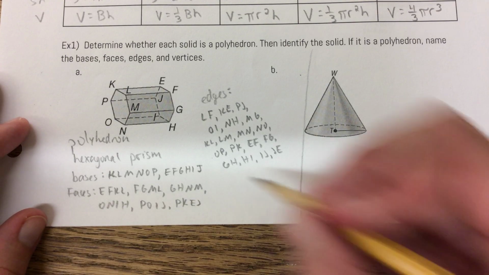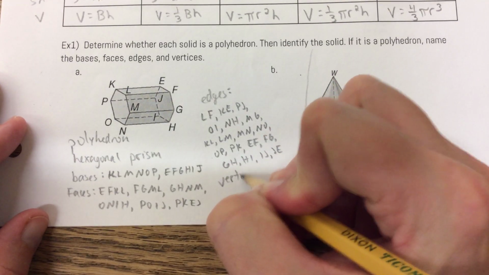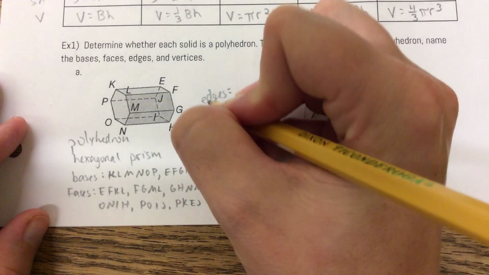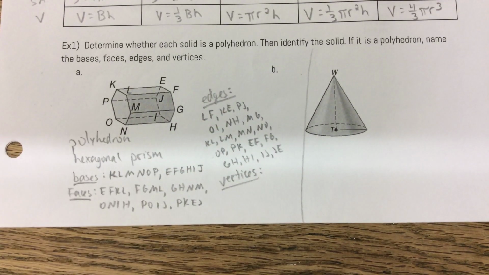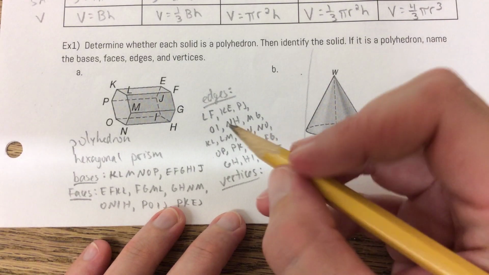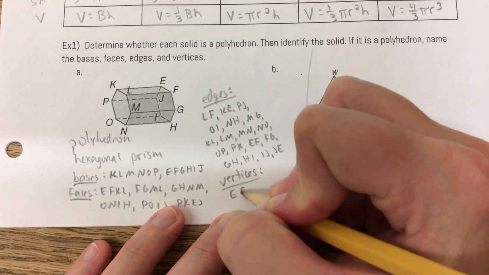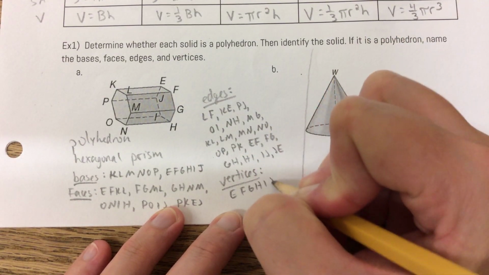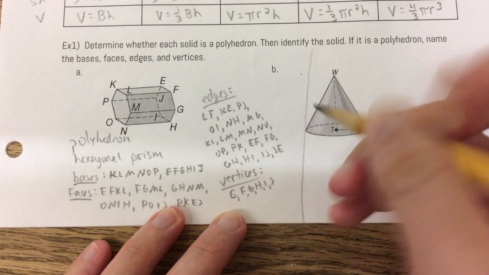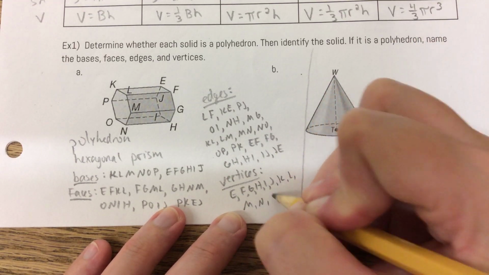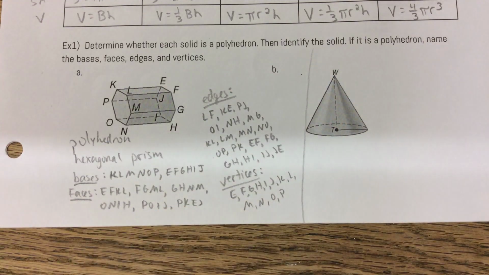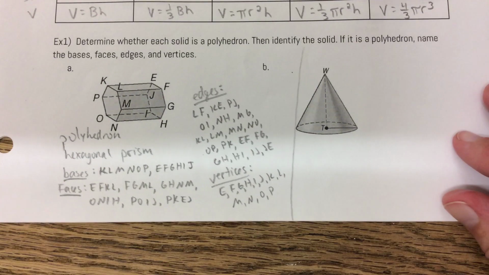And lastly, vertices. Can't even keep track of all this stuff. Vertices are just each of the points on here. So E, F, G, H, I, J, and then we have K, L, M, N, O, P. Whew. Next one won't be so bad.